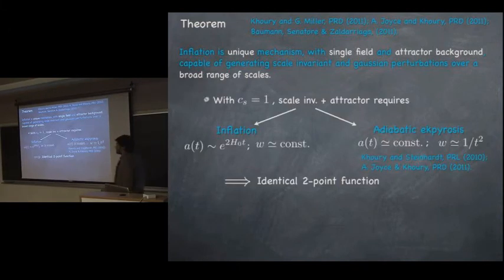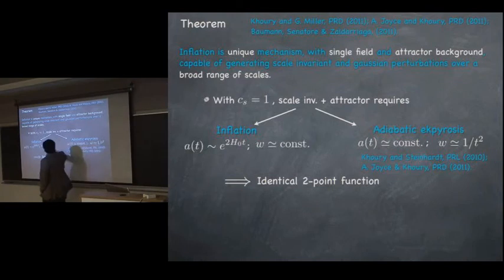Let me not sketch the proof because it's a little boring, but I can tell you the key steps. If you make the extra assumption that the sound speed is unity, so whatever perturbations you have for this degree of freedom have unit sound speed, then the combined assumptions of scale invariance and attractor give you only two possibilities.